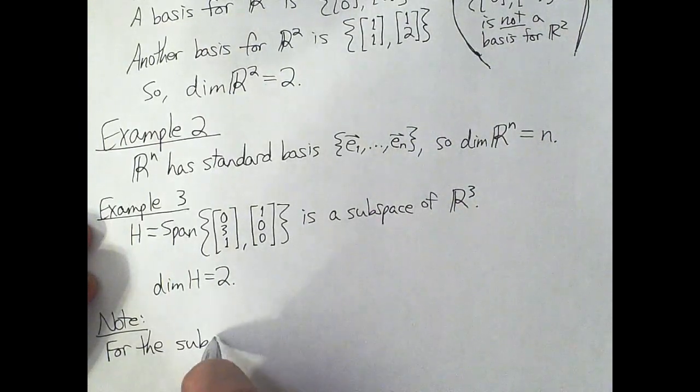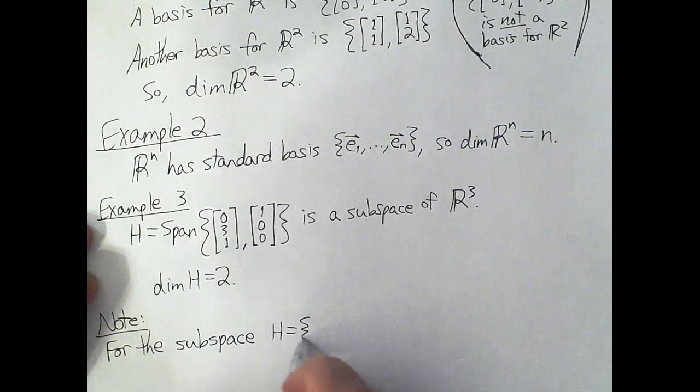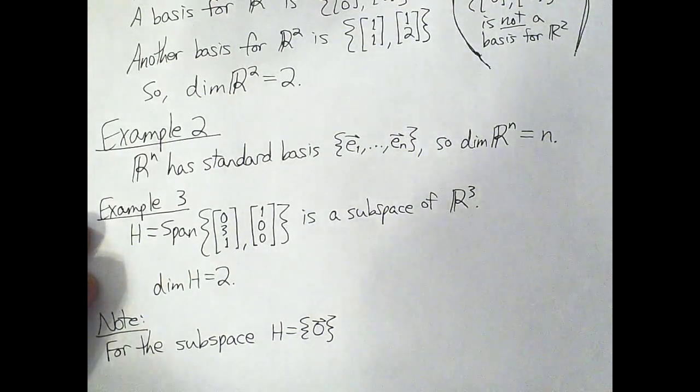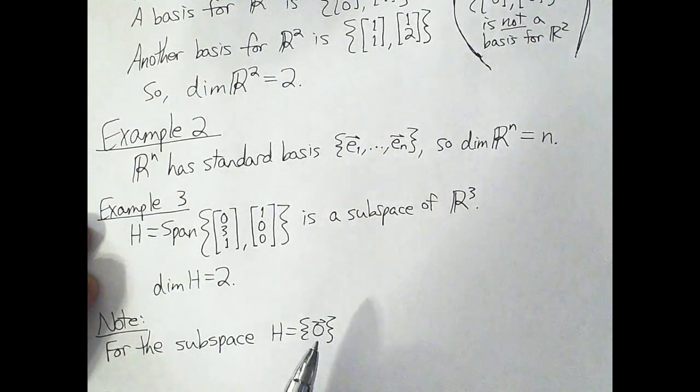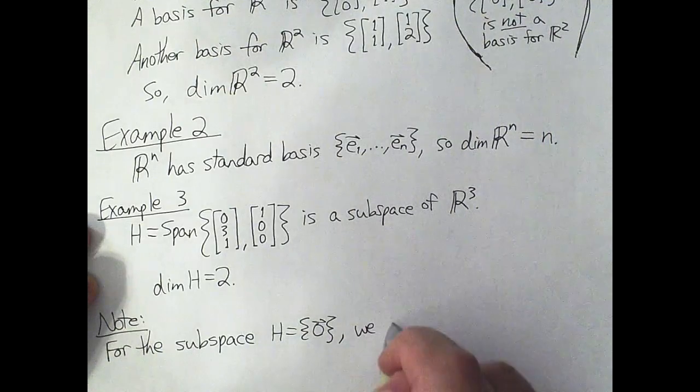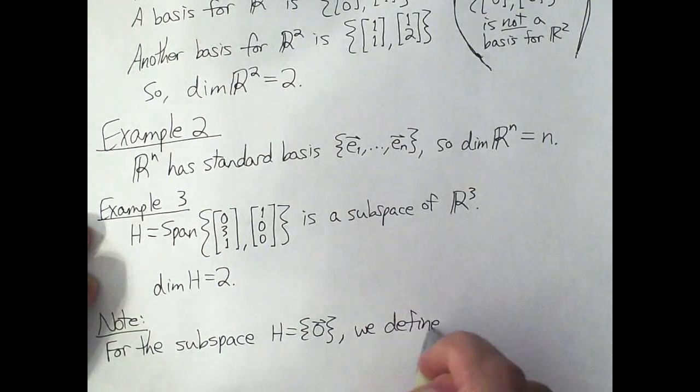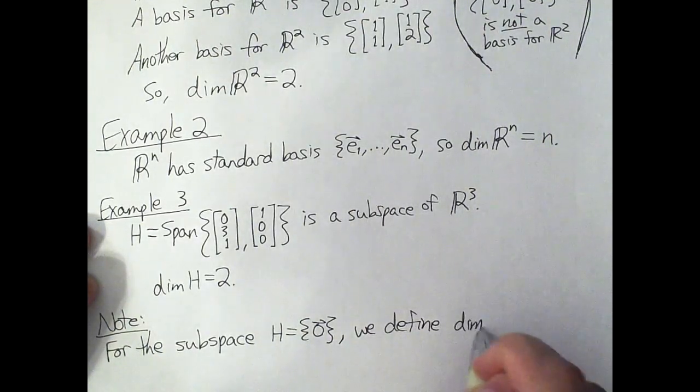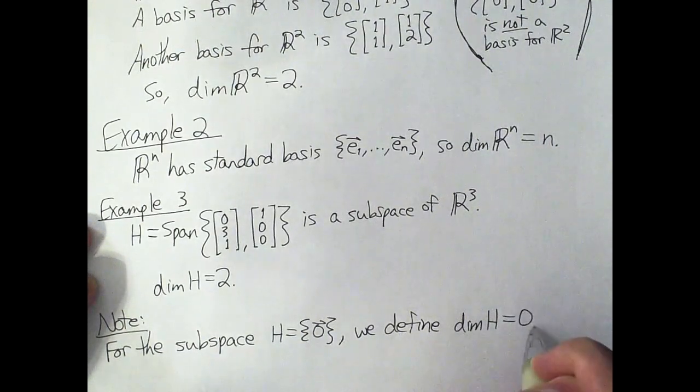Can you have a zero subspace? Yeah, you could have a zero subspace. You could have H equals just the set containing the zero vector. Make sure that has set brackets around it. H is a set containing this one element, which happens to be the zero vector. We define the dimension to be 0.